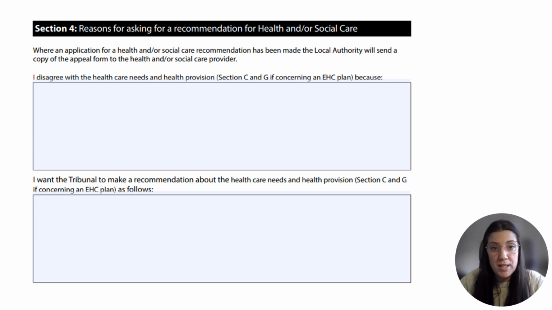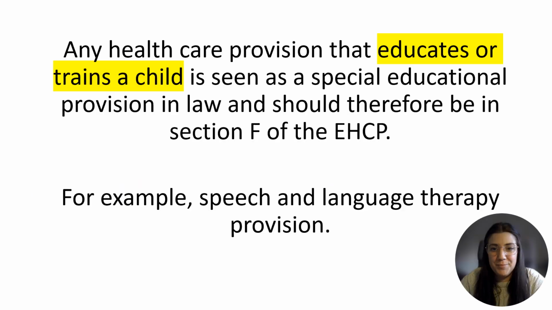So you can go on to this section if you are appealing sections C and G, so the health need and the health provision. You fill in the form much the same, so you talk about the reasons you disagree with those sections, and you talk about what you would like the tribunal to recommend. If you are not appealing the health section, please skip these boxes.